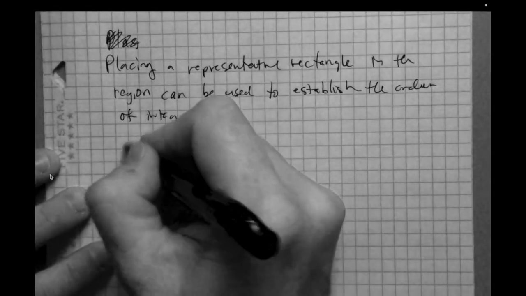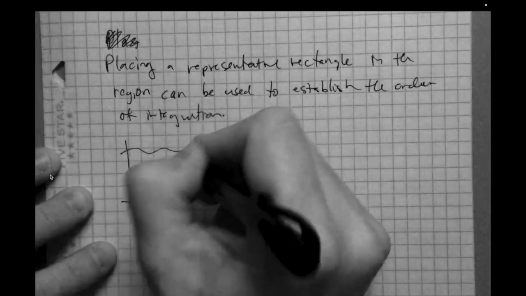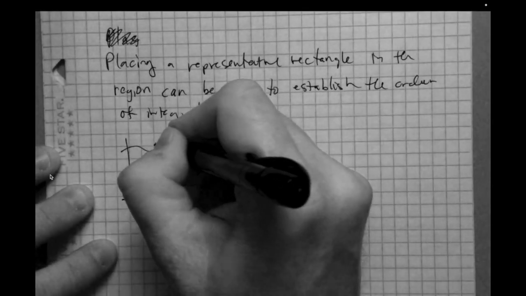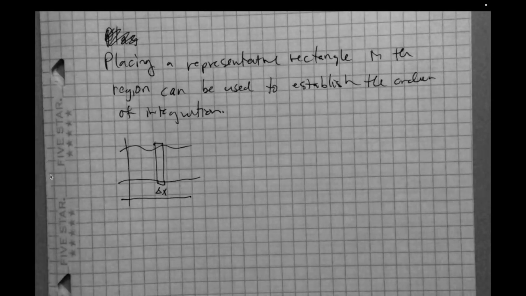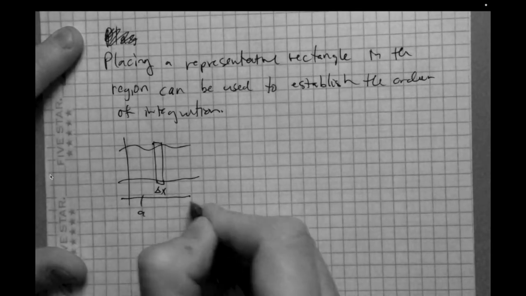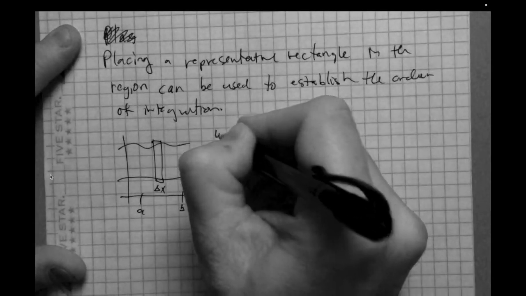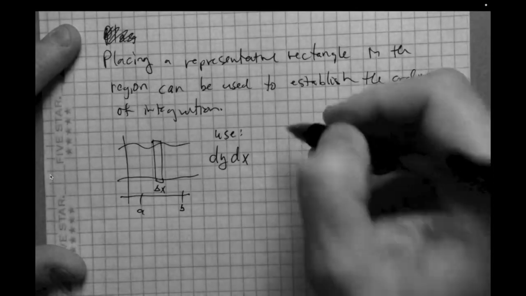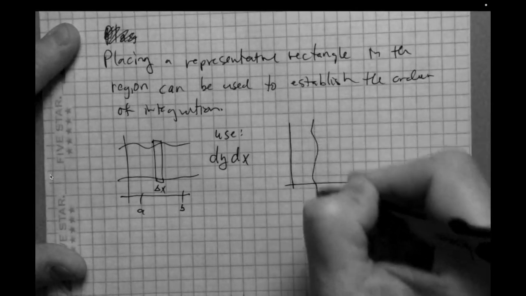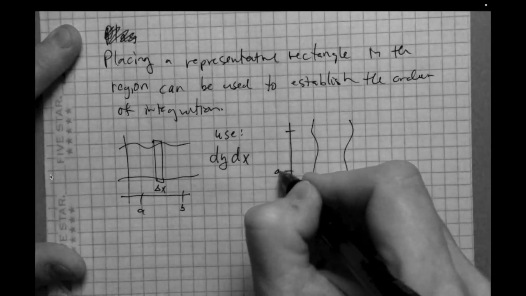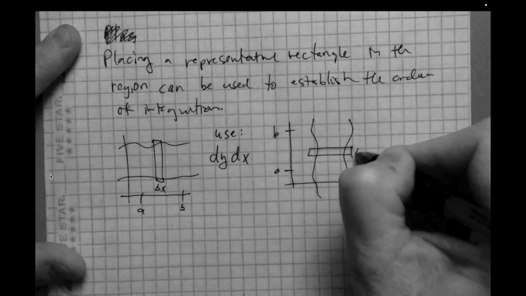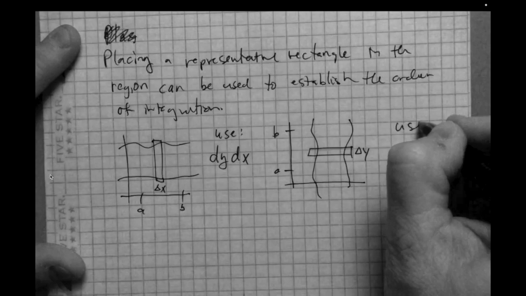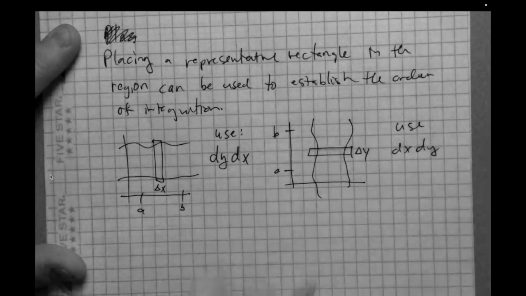Right, so what do I mean? Well, like the previous example, if I've got two functions like this, and my representative rectangle looks like this, then that means I have to first integrate with respect to y, and then integrate with respect to x, because this is going to go from a to b. So this is where we'll want to use dy dx. If conversely, my functions look like this, and it was more like a setup like this, then my rectangles would look like this, and I'd have a delta y, and so there I'd want to use dx dy.